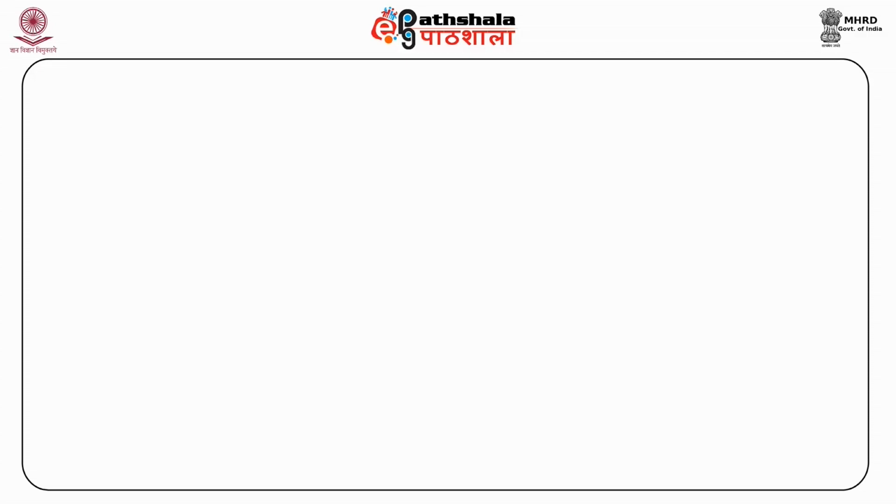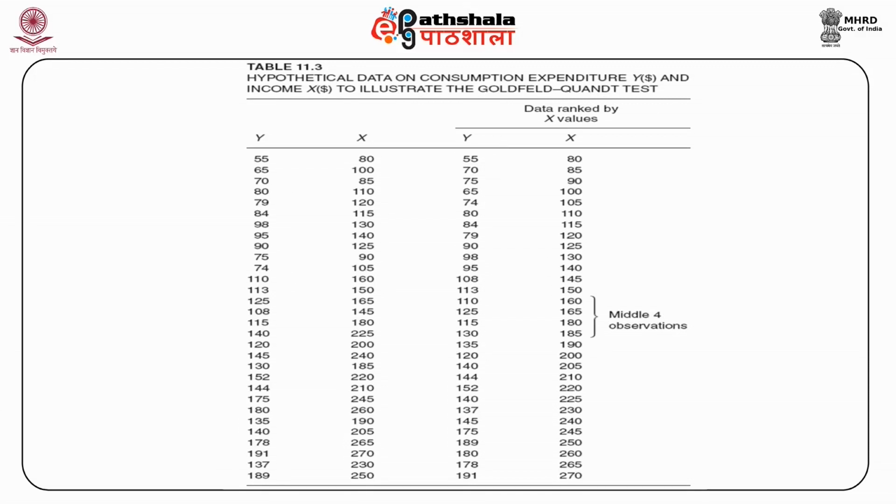However, this test suffers from some drawbacks. It is difficult to use in situations when there are multiple explanatory variables, because then it requires rank order or arrangement of the values of all the xi's. The middle C observations are lost. Let's take a data set of 30 families on consumption expenditure in relation to their income.